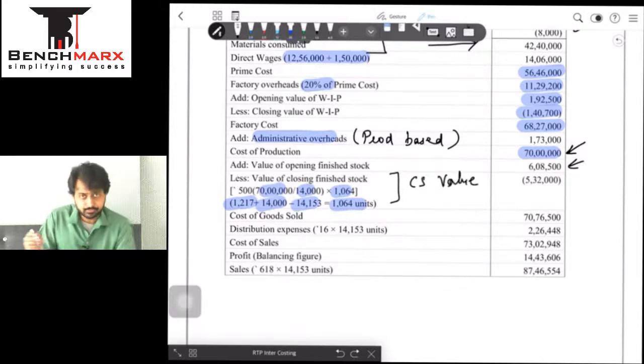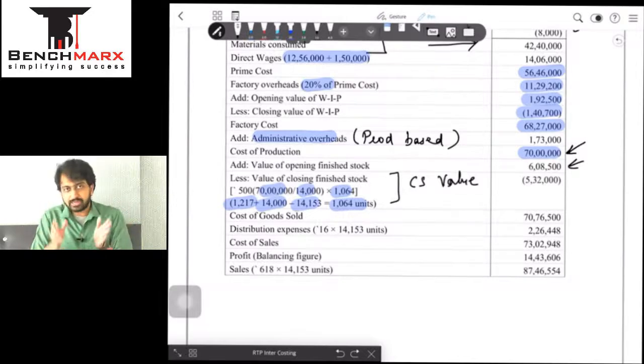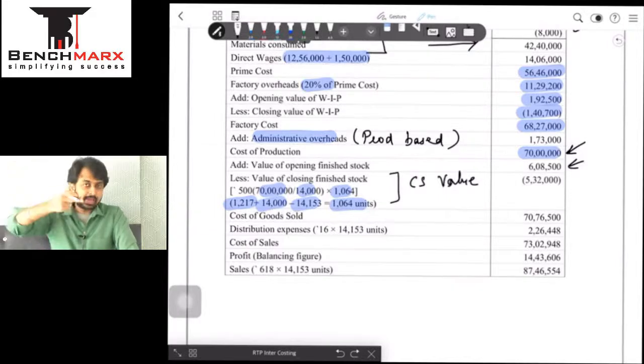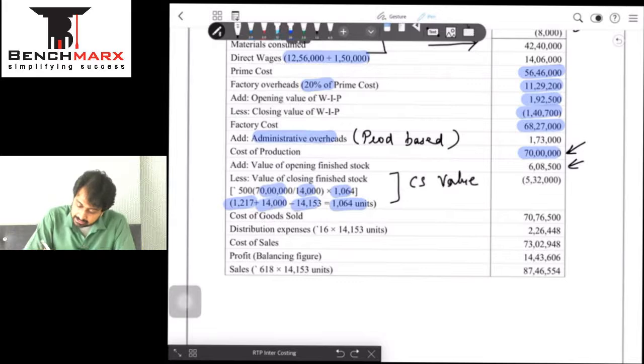And this is how I will get my closing stock value. There is nothing new in this. We have always done this. Always divide the COP with the goods produced, and that will give me CPU, and that CPU will be into my closing stock quantity. I'll get the valuation of closing stock. In this question, CS was not given, so opening 1217 plus production 14,000 minus sales 14,153, I'll get closing stock, and use this closing stock quantity, use the CPU, and I will get the CS valuation, and that is nothing but 532,000. And after doing this, I will get the cost of goods sold.